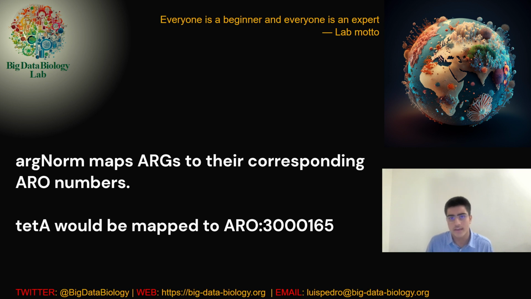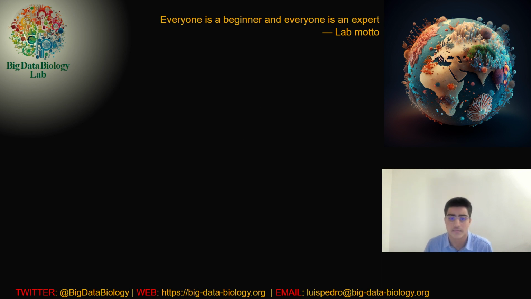The ARO gives antibiotic resistance genes unique identifiers, or ARO numbers. argNorm maps ARGs to these numbers. For example, TET-A will be mapped to ARO 3000165.